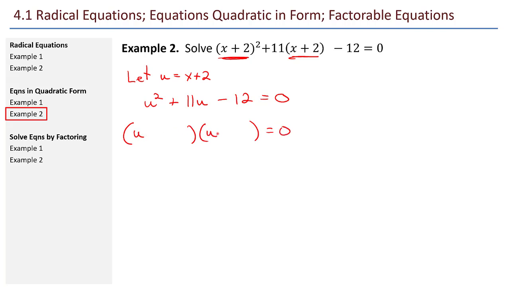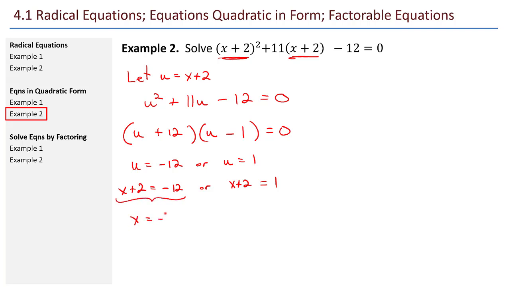Let's see, now my 12 breaks up as maybe 12 and 1 somehow, so maybe a plus 12 and a minus 1. So u equals negative 12 or u equals 1. So substituting back, I have x plus 2 equals negative 12 or x plus 2 equals 1. Now I can solve these for x. In the first case, we find that x equals negative 14. And in the second case, subtract 2 from both sides, x equals negative 1.